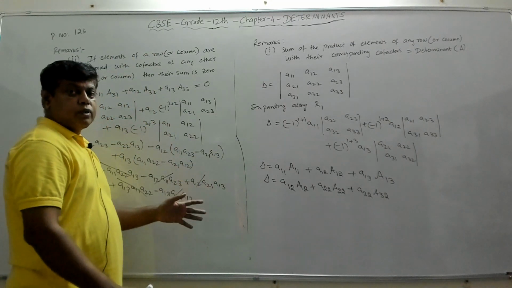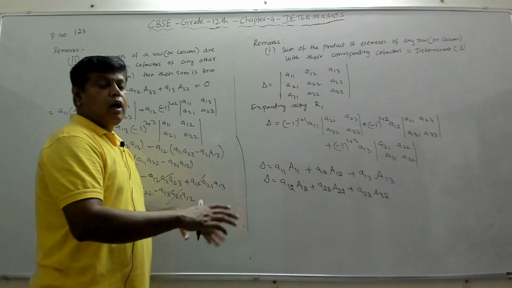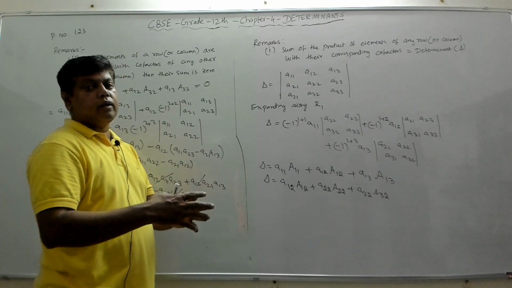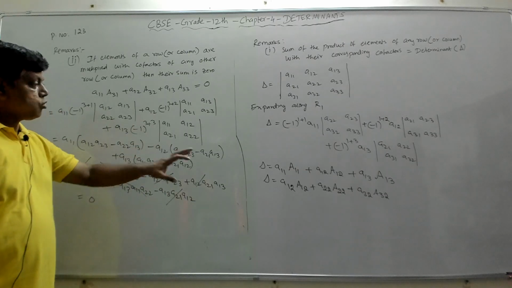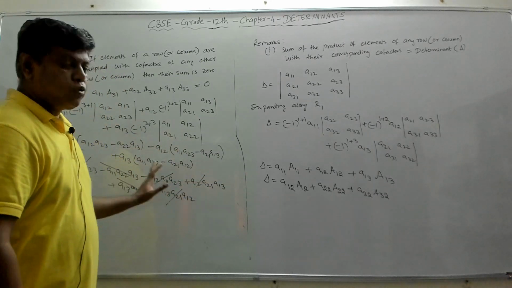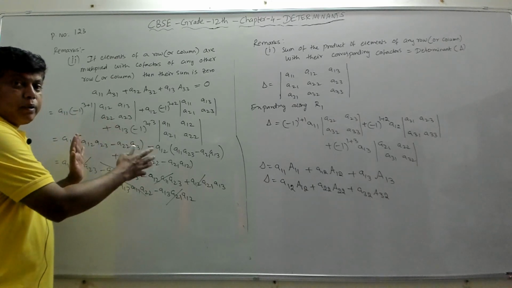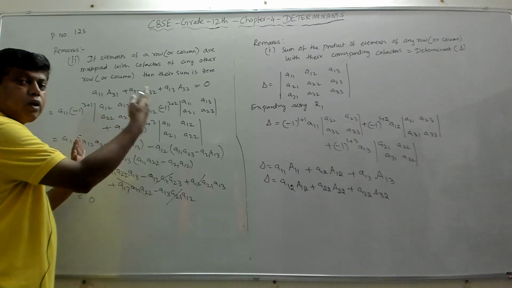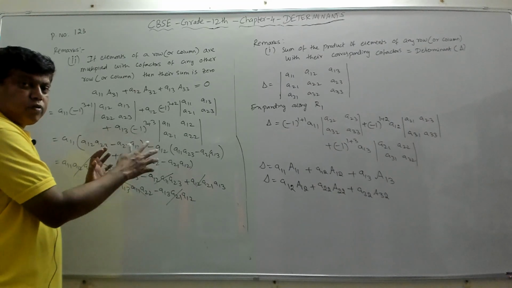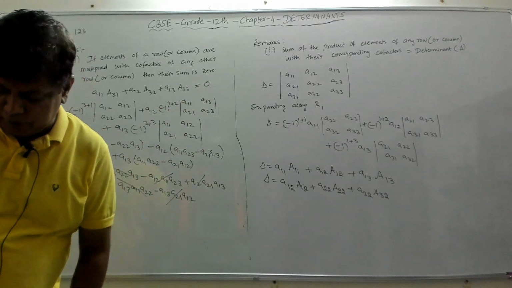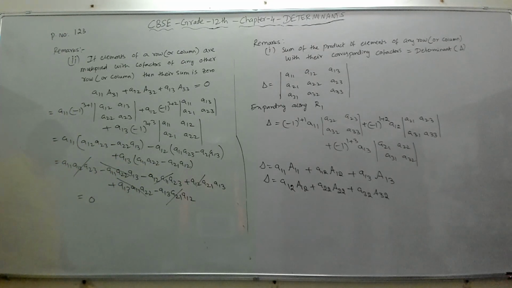But if you take the elements of row 1, and multiply them with the cofactors of some other row, and then add, that value will be equal to 0. And it is true for columns also. If you take the elements of a particular column, multiply them with the cofactors of some other column, and add the sum of the products, the value will be 0. Fine. So all of you can pause the video and take the notes.